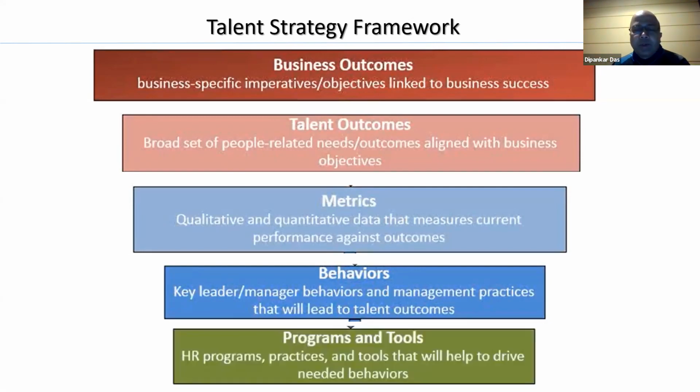And last but not the least, how do you enable all of this? You have these four horizontal boxes. You enable all of this through various programs, various tools. For example, the nine blocker, which we will look at again. You have various HR programs, the top talent program, and various other tools to drive the needed behaviors. These are the enablers which will ensure the other four things on top.